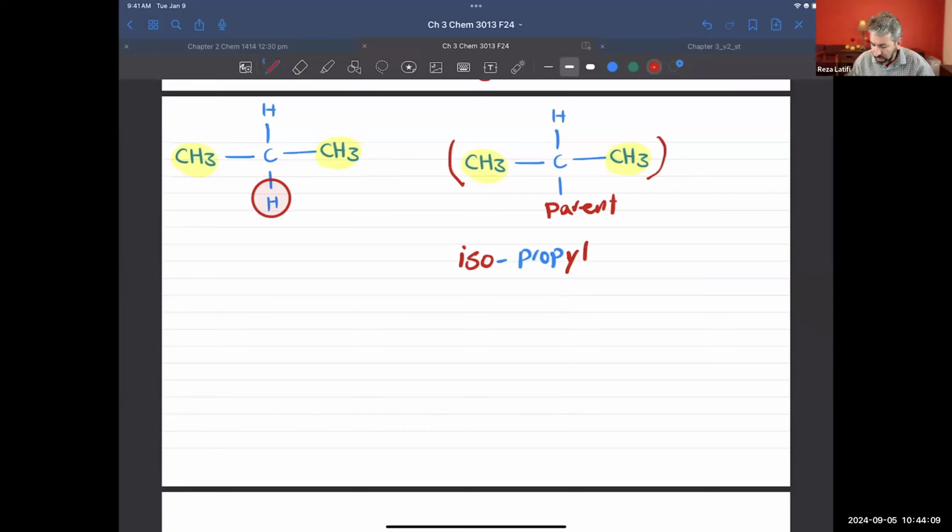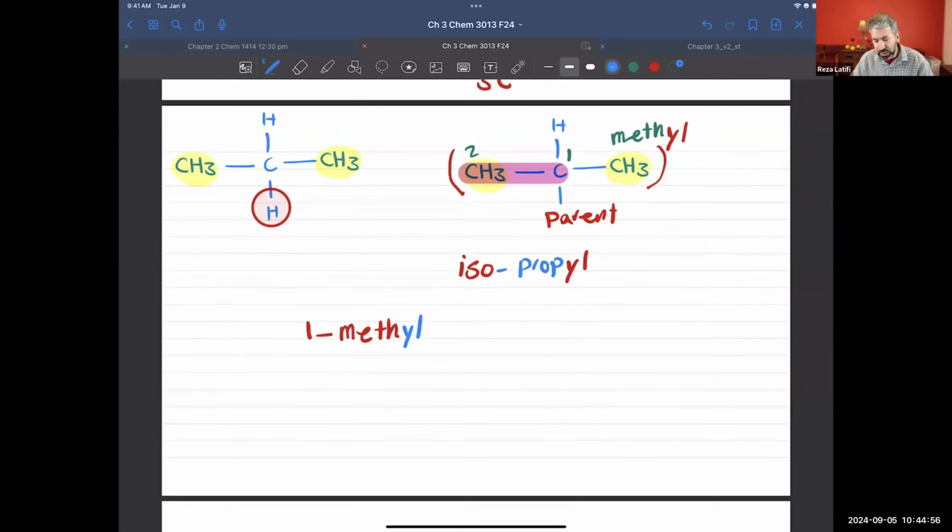And the IUPAC name: again, start from the carbon that is attached to the parent, 1, 2. So I have 2 carbons, starting from the one attached to the parent. On the first carbon, I see a methyl group. Which methyl? This is the one I'm talking about. I see a methyl attached to 2 carbons, technically. So we have a methyl group attached to 2 carbons, and on the first carbon we have methyl.